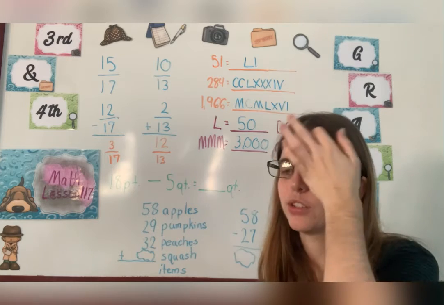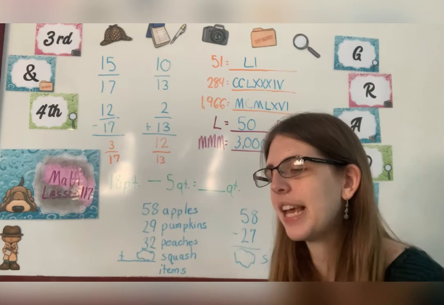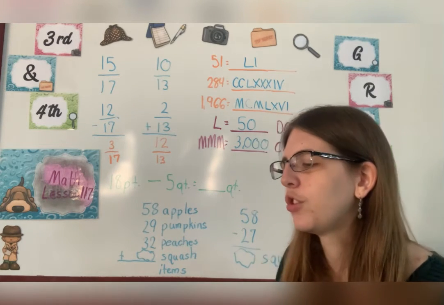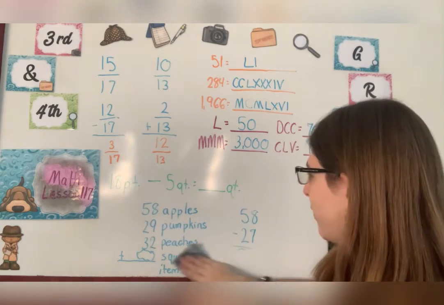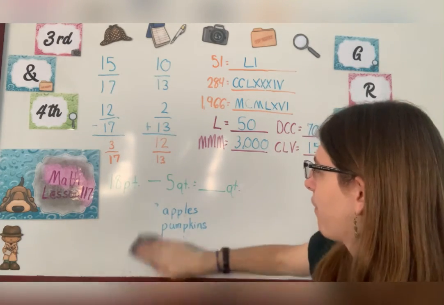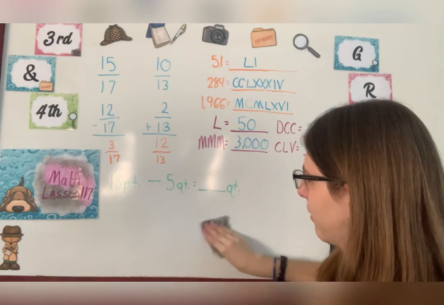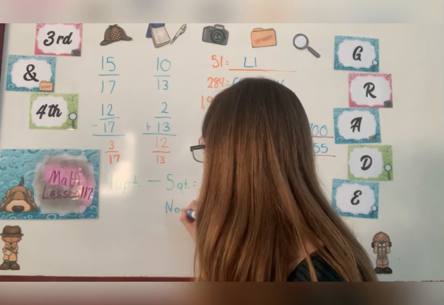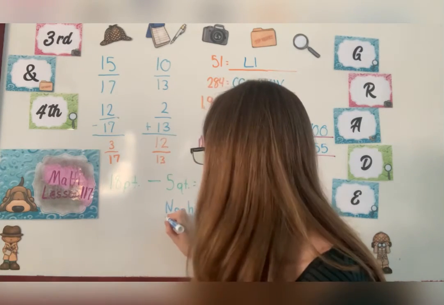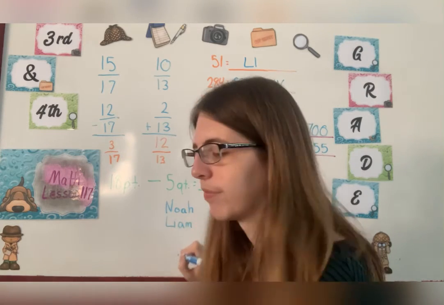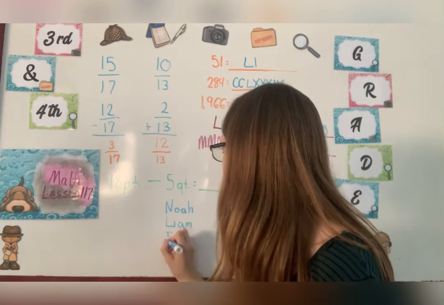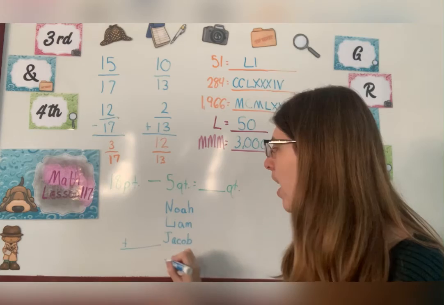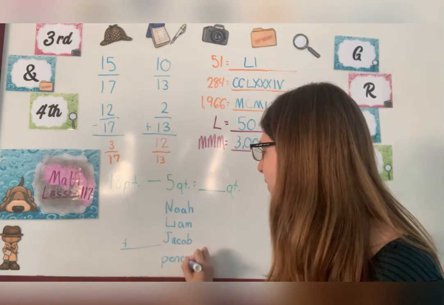Letter B. Liam has 6 pencils. Noah has twice as many pencils as Liam. Jacob has 1/3 as many pencils as Noah. How many pencils do the boys have all together? Okay, so I have 3 boys with pencils. I have Noah, I have Liam, and I have Jacob. I want to know the total of pencils for all 3 boys.